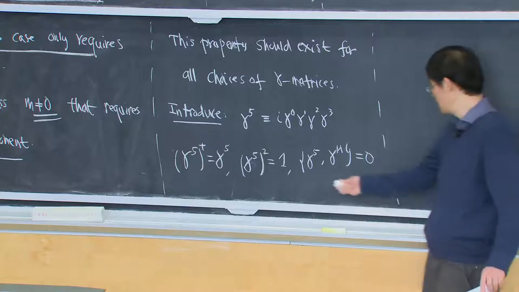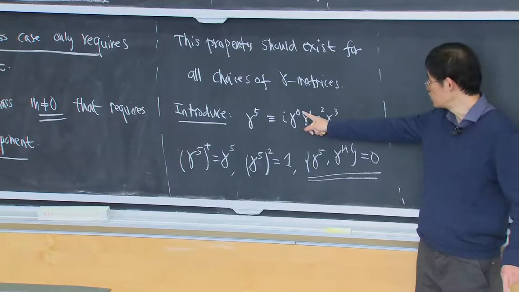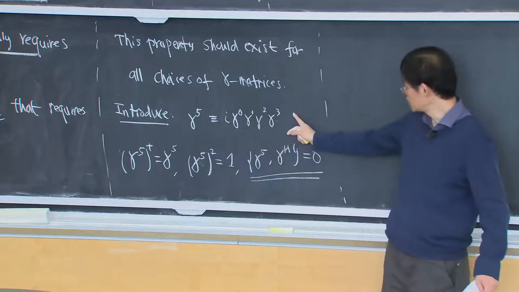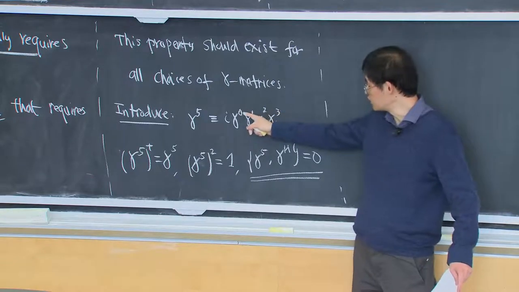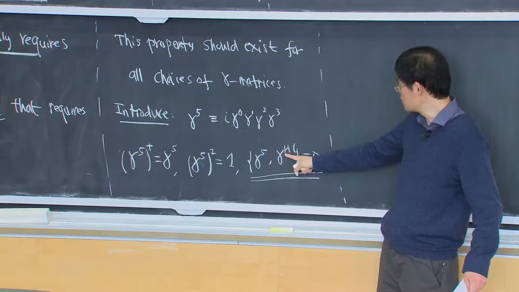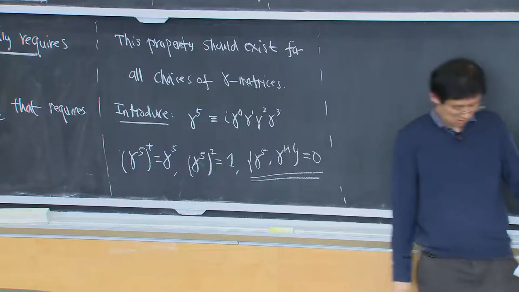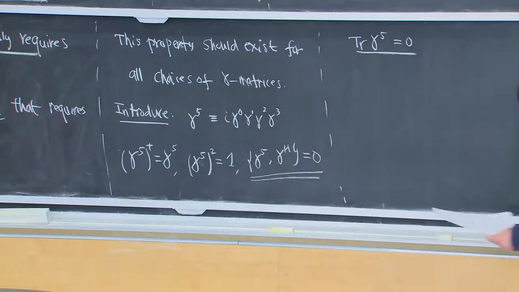You can see this immediately from here, because gamma matrices whose indices are not the same anti-commute. If you try to commute this with any gamma matrix, gamma mu, the one that is the same as gamma mu of course commutes with it. But then you have three others, and those three give you a minus sign. You can also check yourself that gamma 5 has zero trace. I will leave this as an exercise for yourself, similar to the exercise you have done in your homework.